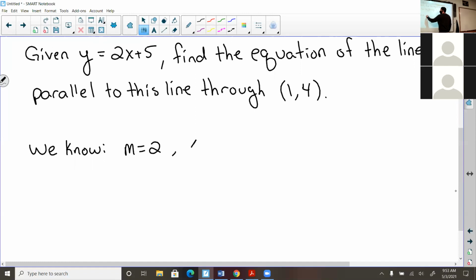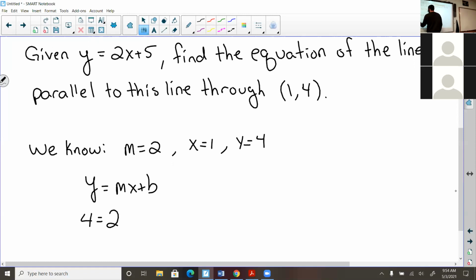I know that the x value that I'm going to be plugging in is going to be 1. And I know that the y value I'm going to be plugging in is 4. So I know 3 out of the 4 variables. I know my m, my x, my y. What I don't know is my y-intercept or my b value. So I'm going to use my y equals mx plus b, and I'm going to plug in the 3 values that I know so that I can solve for the unknown value.